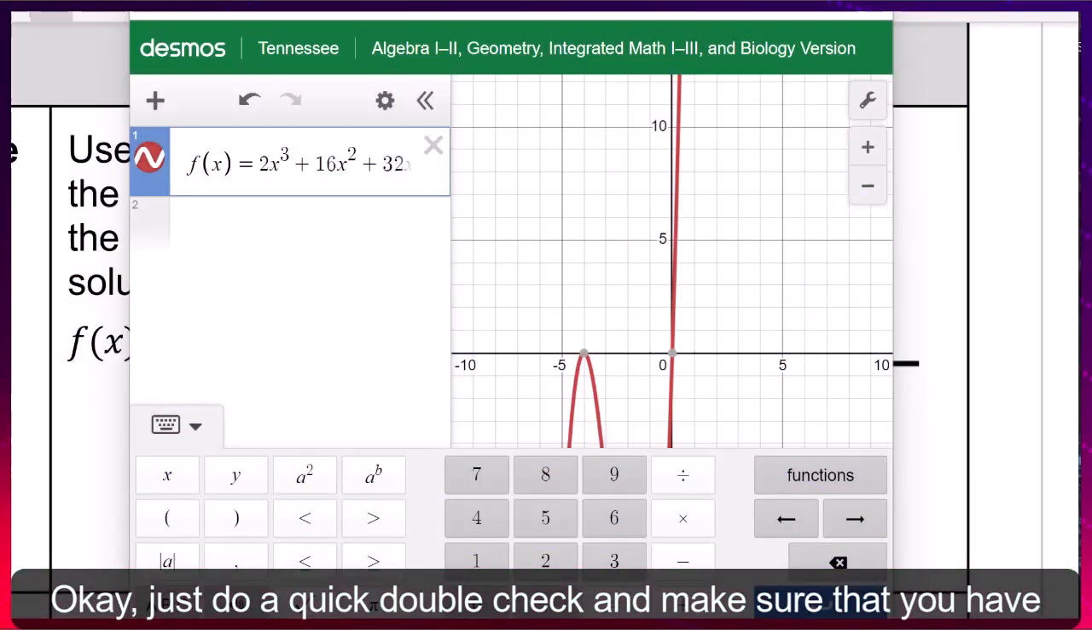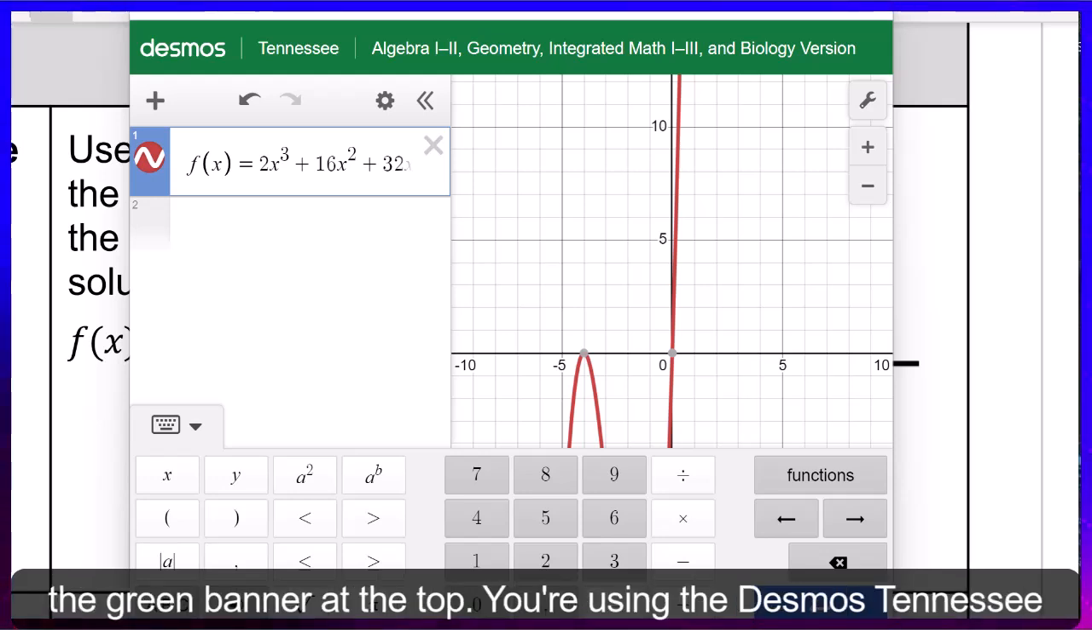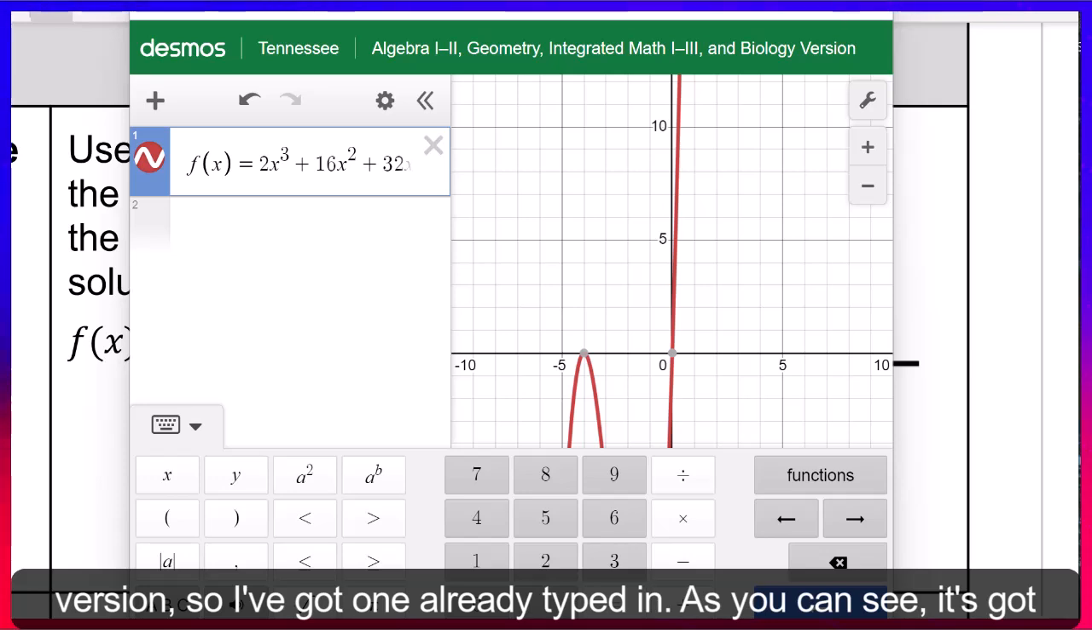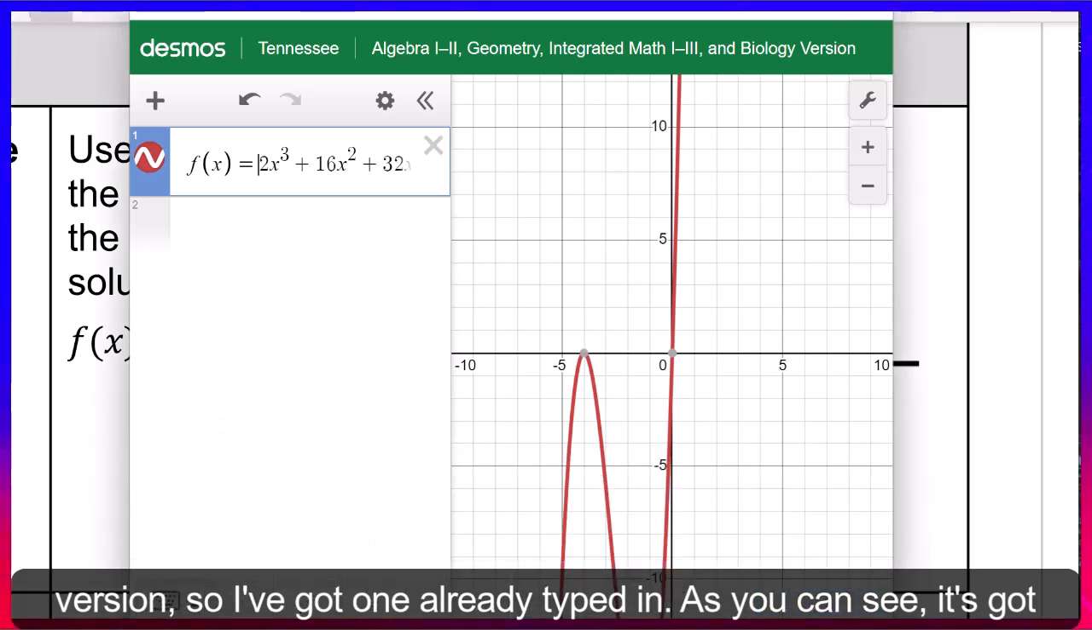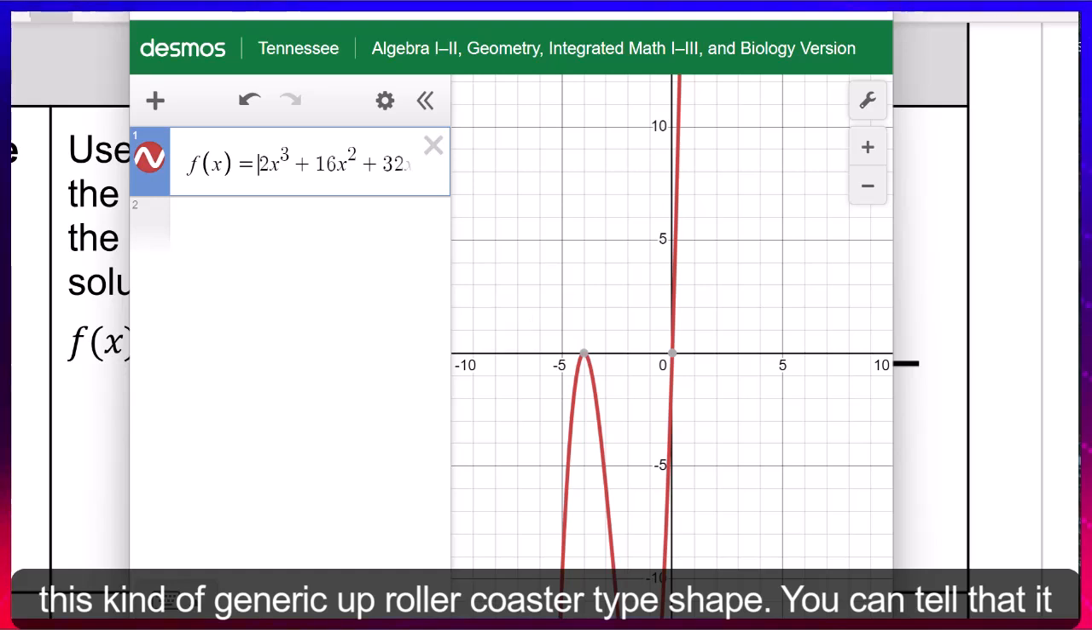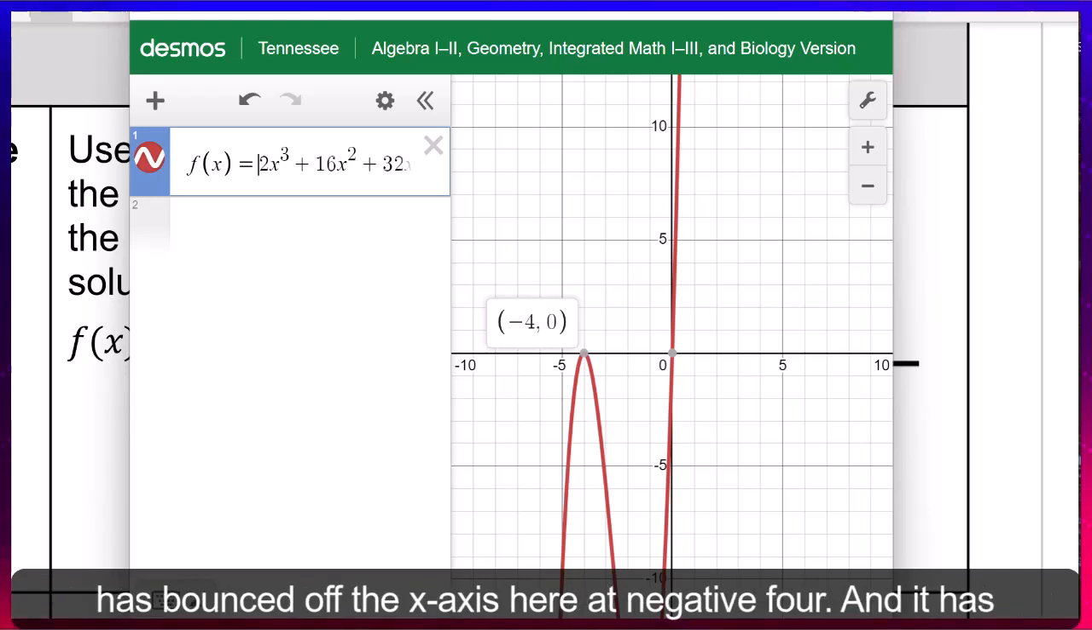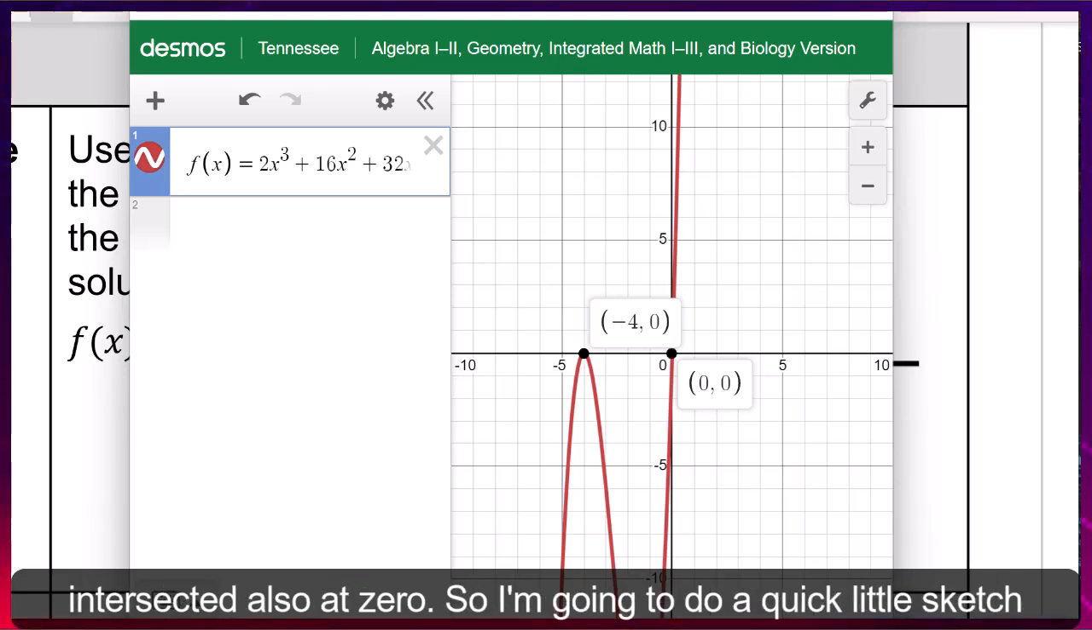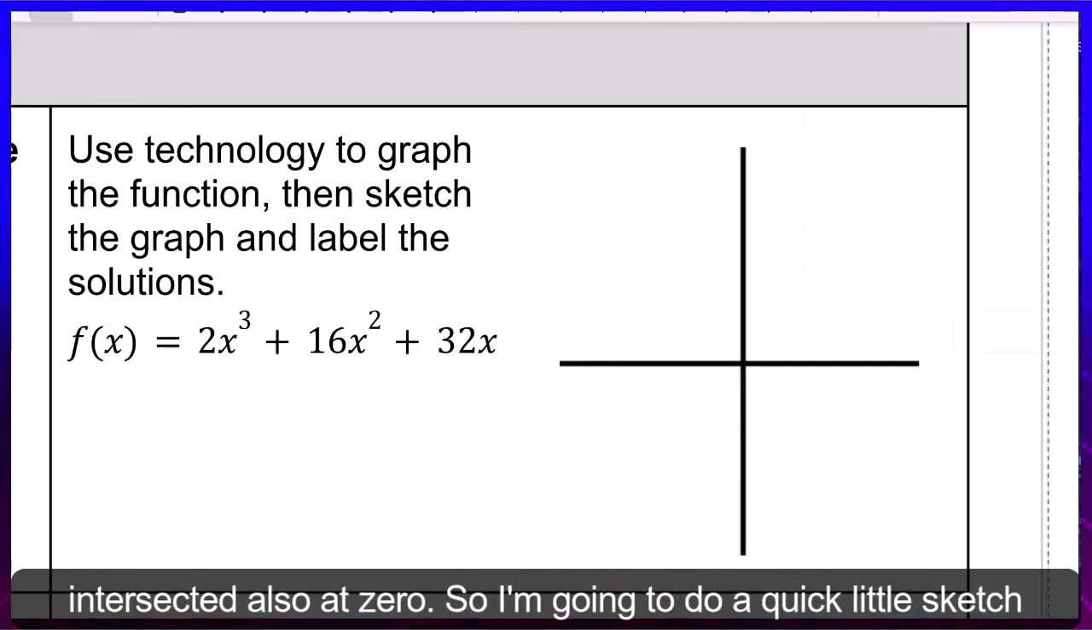Okay, just do a quick double check and make sure that you have the green banner at the top. You're using the Desmos Tennessee version. So I've got mine already typed in. As you can see, it's got this generic up roller coaster type shape. You can tell that it has bounced off the x-axis here at -4, and it has intersected also at 0. So I'm going to do a quick little sketch here.